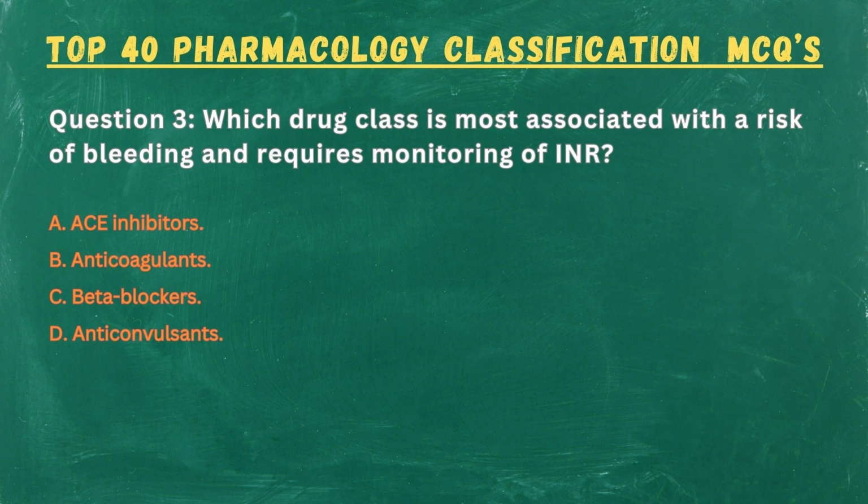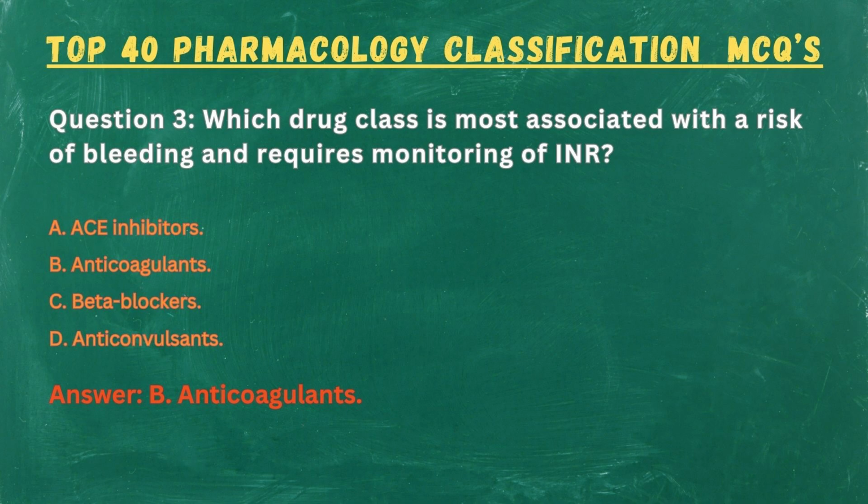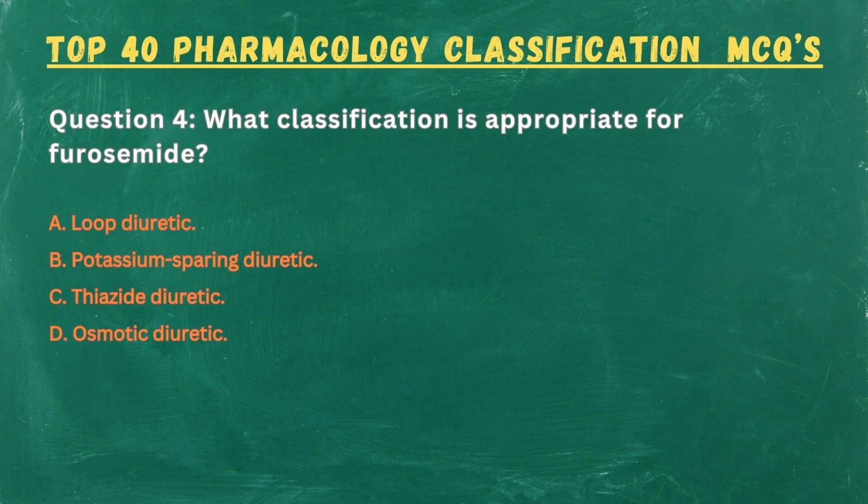Question 3. Which drug class is most associated with a risk of bleeding and requires monitoring of INR? A. ACE inhibitors. B. Anticoagulants. C. Beta blockers. D. Anticonvulsants. Answer: B. Anticoagulants.